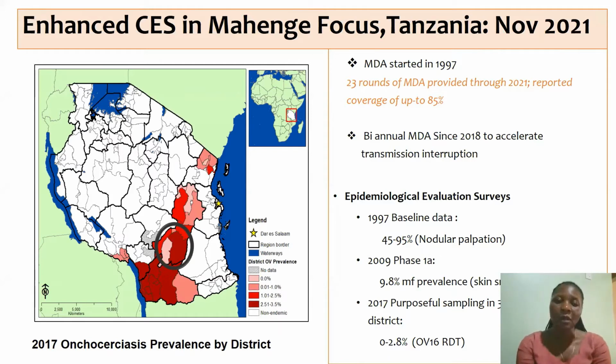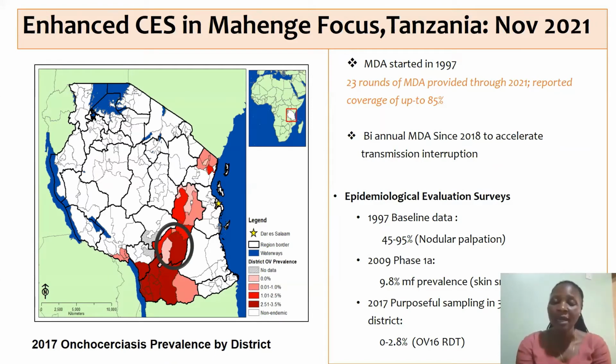Mahenge, as you can see on the map, comprises 4 districts, and it has been on MDA since 1997. So as of 2021, when we were conducting the coverage survey, a total of 23 rounds of MDA had been provided, and the reported coverage was up to 85%.